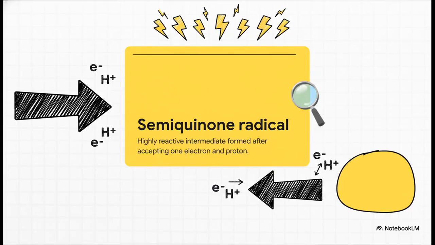Now, a massive word of warning for your exam. Ubiquinone does not accept both electrons at the exact same time. It is a strictly stepwise process. Accepting just 1 electron and 1 proton turns it into a semiquinone radical, QH dot. This is a highly reactive intermediate state. It absolutely must accept a second electron and proton to finally become the stable ubiquinol. Do not skip over this intermediate radical state in your studying. Test writers love to see if you know it.